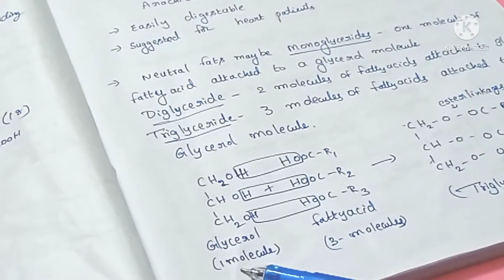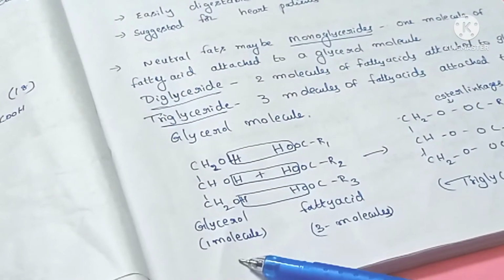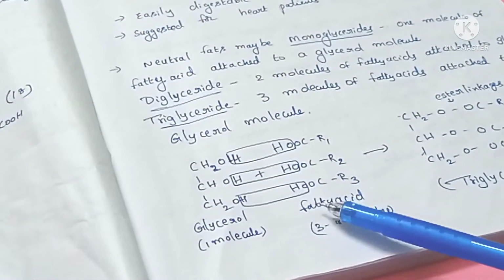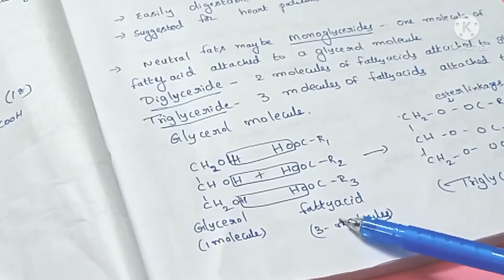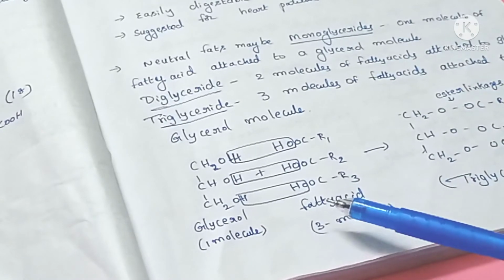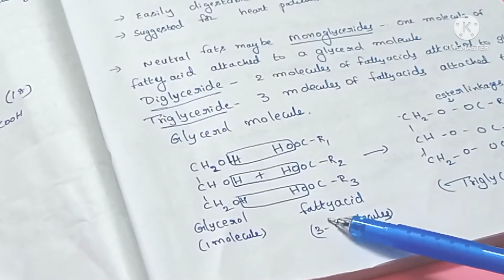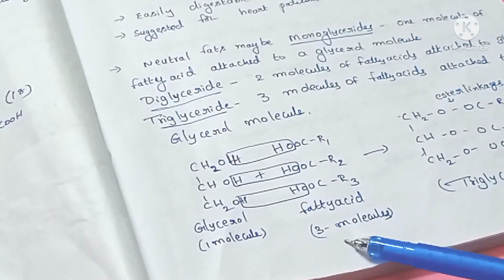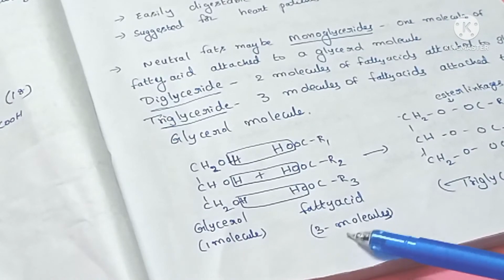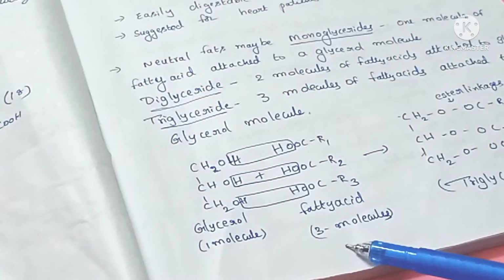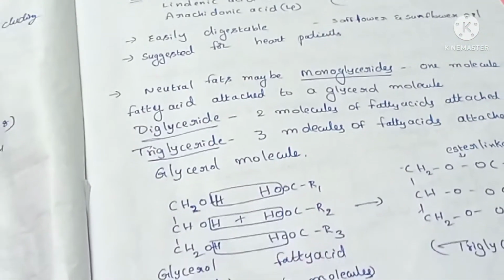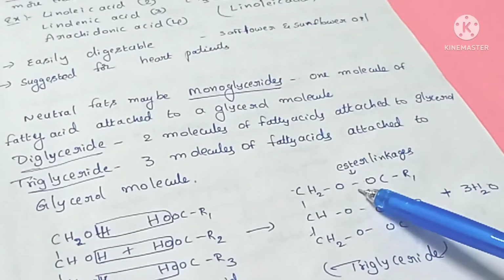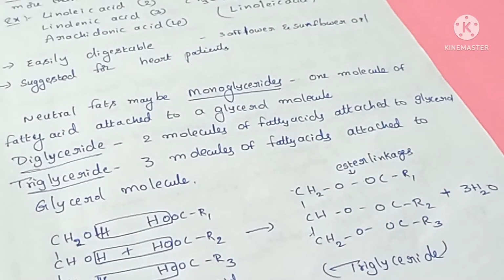See here the number of glycerols is only 1 molecule, but the number of fatty acids changes. It may be 1, it may be 2, it may be 3. If 1 fatty acid is attached, it is a monoglyceride. If 2 fatty acids are attached, it is a diglyceride. And if 3 fatty acids are attached, it is the triglyceride. And what is the linkage between the glycerol and fatty acid? That is ester linkage.